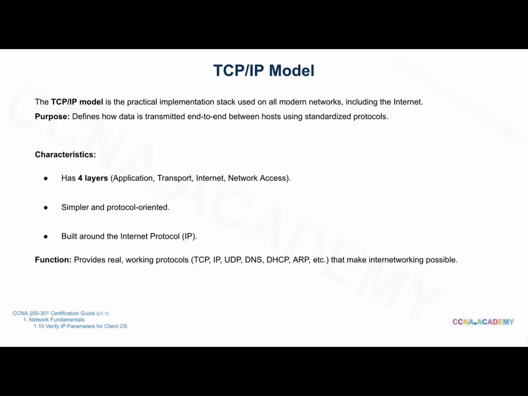The TCP/IP model is the real working framework behind every modern network, including the Internet. Unlike the OSI model, it has just 4 layers: application, transport, Internet, and network access. It's simpler, protocol-focused, and built around the Internet Protocol itself. This model defines how data moves end-to-end across networks using protocols you already know, like TCP, IP, UDP, DNS, and DHCP, the ones that make the Internet actually work.